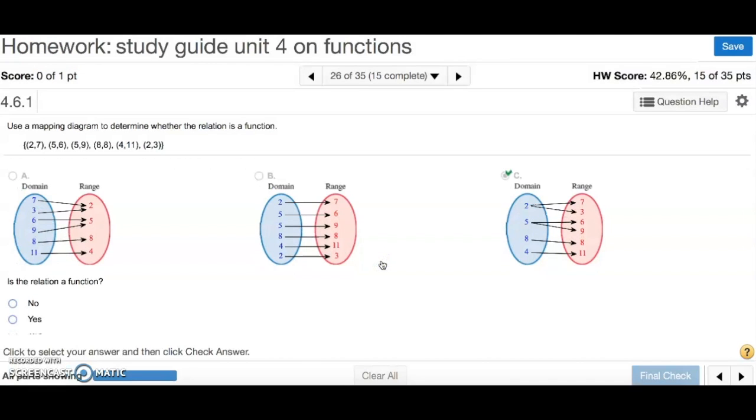So is it a function? For it to be a function, my domain, each number can only go to one number in the range. Here, both 2 and 5 go to two different range values, so it's not going to be a function.